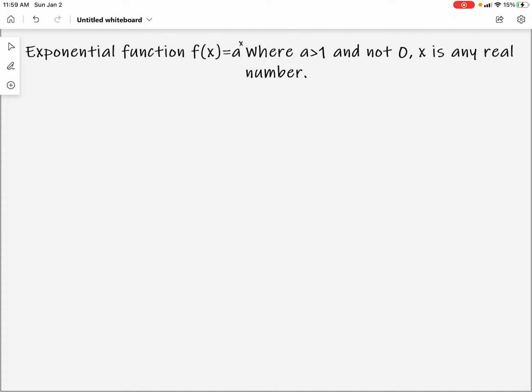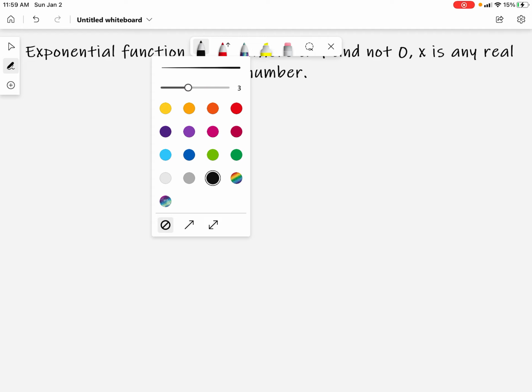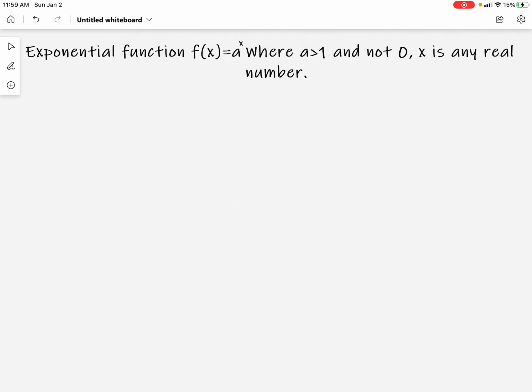In this video, we're going to be introducing exponential functions. So an exponential function is a function here, f of x equal a to the x. This is different than functions we've been doing because you'll see that the variable is in the exponent.